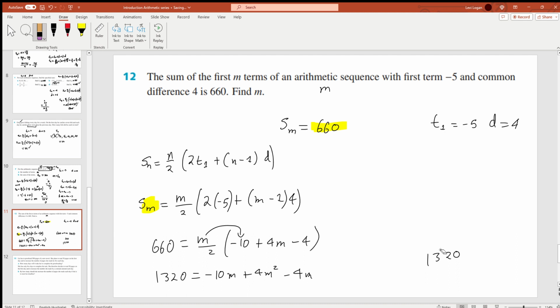Now the cool thing about this is we're only accepting positive answers because you can't have a negative term pretty much. You always start at 1 with a sequence. The first term, you can't have a negative term. So 4m squared minus 14m, and bring this guy over there, so you get minus 1320 equals 0. Now I'm going to divide everything by 4. I think that will work out. Actually, no, it won't because of this guy here, so we're just going to leave it like that.